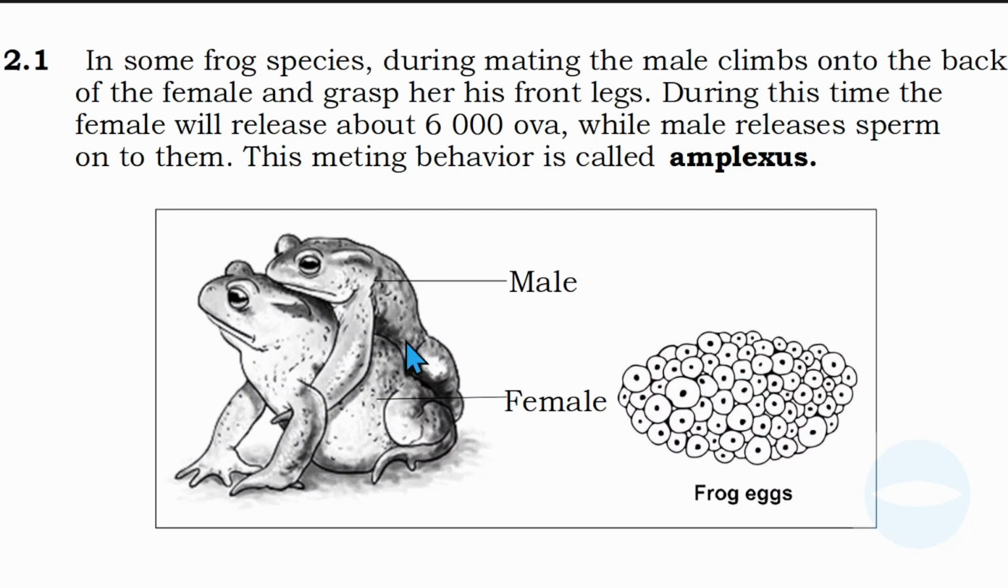We must know that this is external fertilization. This fertilization takes place outside the female body. The requirement of external fertilization is water, so this fertilization must take place in the water. These are the things you must know about external fertilization: water is necessary. Now let's get to the questions and see what the examiner is asking about this statement.